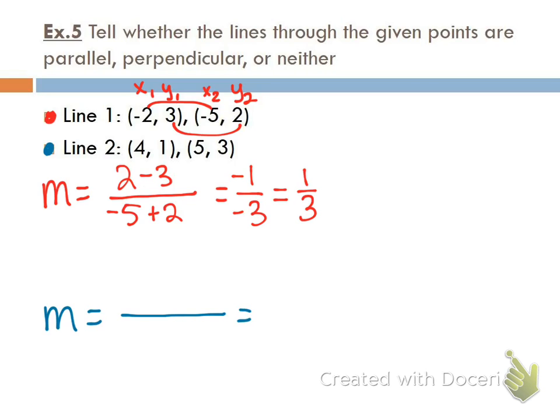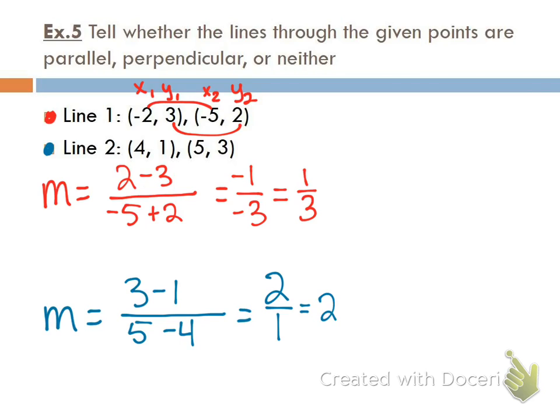All right, somebody want to tell me how they set up to find their slope for line 2? Akira? I put 3 minus 1 on top, and then 5 minus 4 on the bottom. Are we in agreement here? Okay, good. 3 minus 1 is 2 over 1. You could leave it as 2 over 1, or you could just write it as 2.